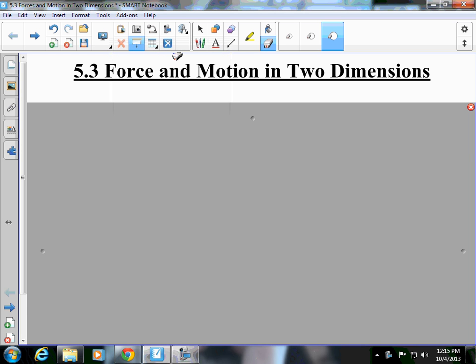5.3, Force and Motion in Two Dimensions. This is the last section in Chapter 5. So we are going to have a test on Chapters 4 and 5. It's coming up pretty shortly. I'll let you know in class when that will be, but this is the last section in Chapter 5.